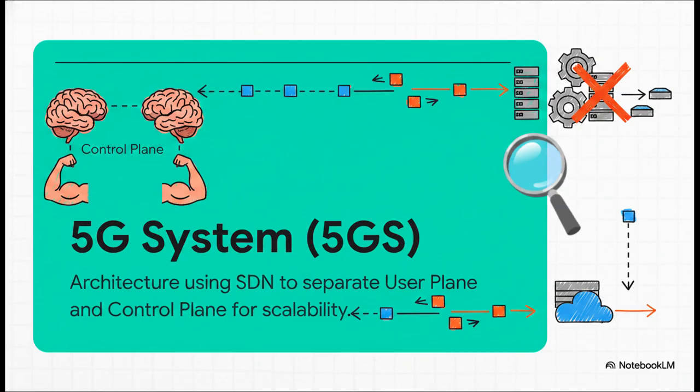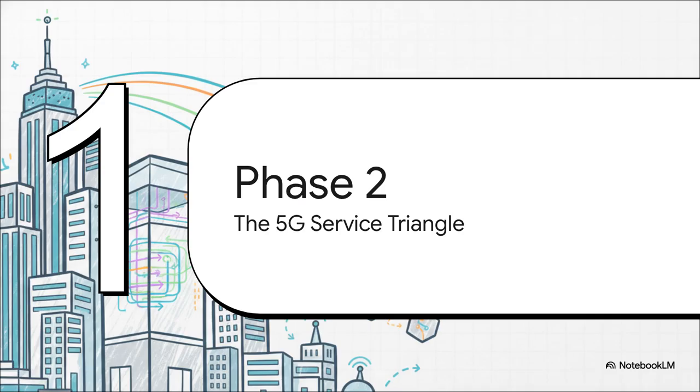Now, the absolute crucial part of this definition is the separation of the user plane from the control plane. See, in traditional telecom, the brains making the routing decisions and the brawn actually moving your data were locked together in heavy, expensive hardware. 5G completely decouples them. This is called control and user plane separation, or CUPS. By turning network functions into software, operators can scale the brains and the brawn totally independently, pushing them exactly where they're needed most.